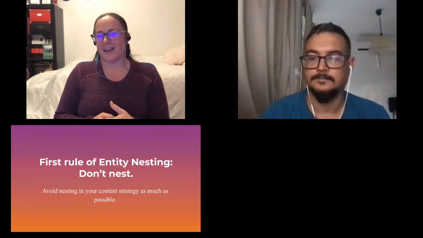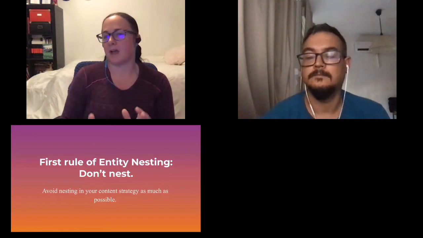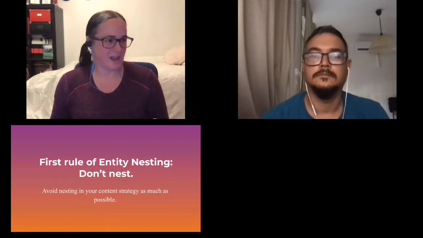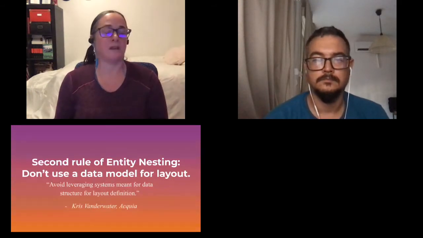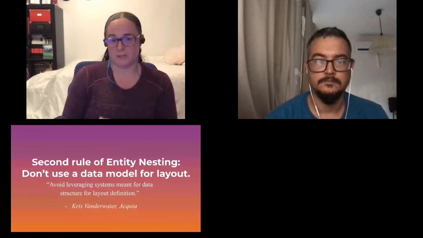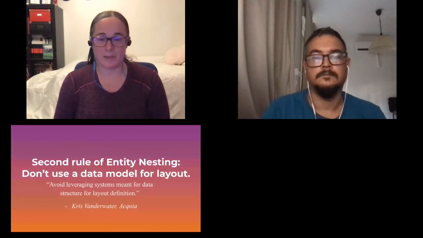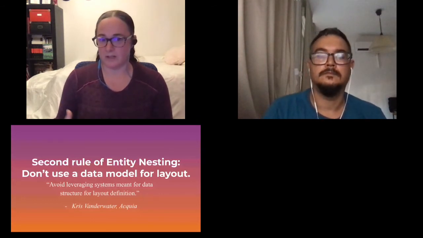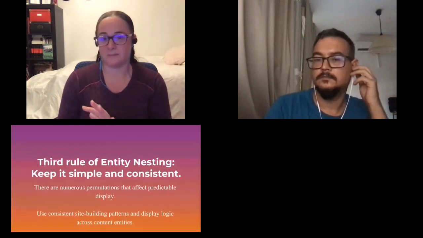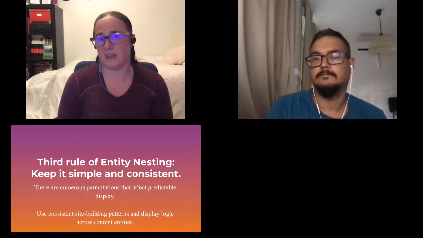The second rule of entity nesting is don't use a data model for layout, and that's directly from Chris Vanderwater. I have a reference to one of his recent presentations where he talked about the pros and cons of different entity nesting approaches. The third rule of entity nesting is keep it simple and keep it consistent. Because there are numerous permutations that affect predictable display, use consistent site building patterns and display logic across your theming layer and fallbacks and across your content entities.